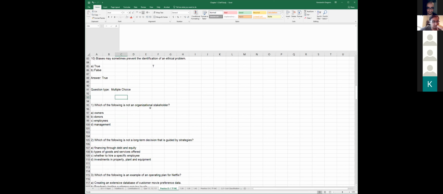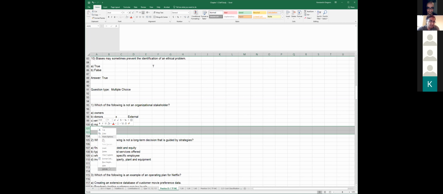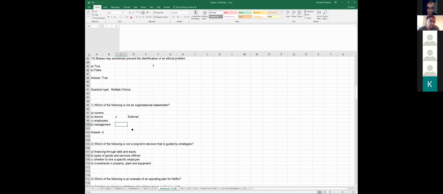Which of the following is not an organizational stakeholder? Owners, donors, employees, management. Donors. I think donors are probably more external. Let's just check this one out. Oh, management. Interesting. That's weird. I don't know about management. Management is not an organizational stakeholder?